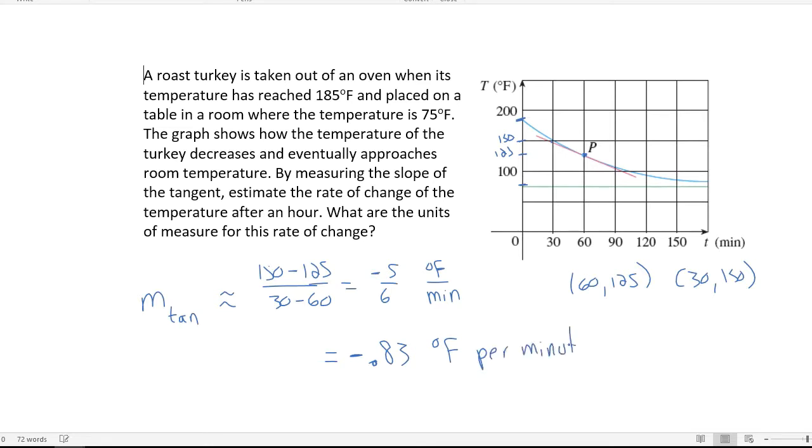In that prior problem that we looked at, our rate of change was a velocity, feet per second. In this application, our rate of change is temperature over time, so degrees Fahrenheit per minute. All right, so this finishes our conversation about rates of change and derivatives, and our applications of those rates of change, derivatives, and slopes of tangent lines.